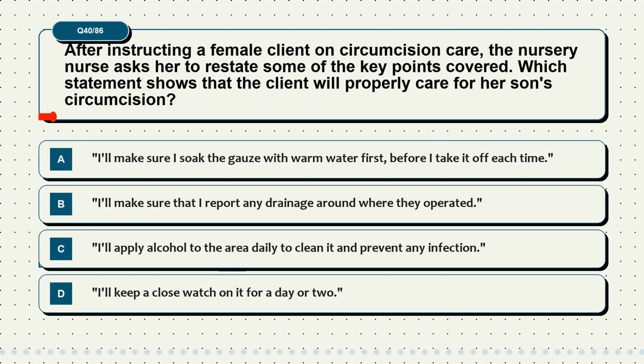Question 40. After instructing a female client on circumcision care, the nursery nurse asks her to restate some of the key points covered. Which statement shows that the client will properly care for her son's circumcision? Here are the options. Option A. I'll make sure I soak the gauze with warm water first, before I take it off each time. Option B. I'll make sure that I report any drainage around where they operated. Option C. I'll apply alcohol to the area daily to clean it and prevent any infection. Option D. I'll keep a close watch on it for a day or two.